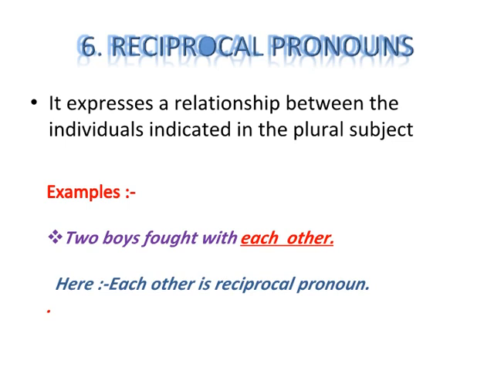There are only two reciprocal pronouns, and they are both two words: each other and one another. When we use these reciprocal pronouns, there must be two or more people, things or groups involved, so we cannot use reciprocal pronouns with I, you (singular), he, she, it. They must be doing the same thing.